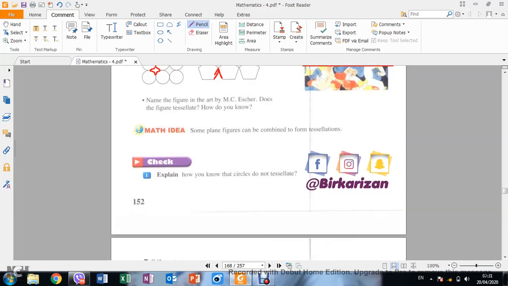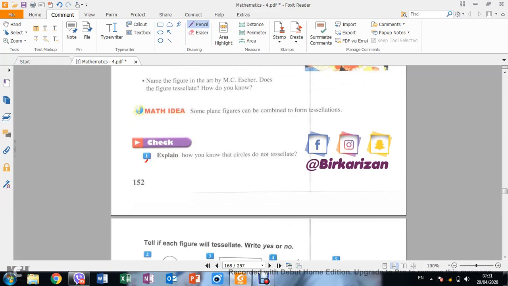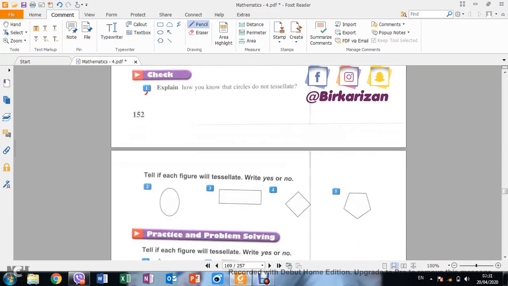Look at this one. Tell us how you know the circle doesn't tessellate: because it has space between them, because the circle doesn't tessellate.